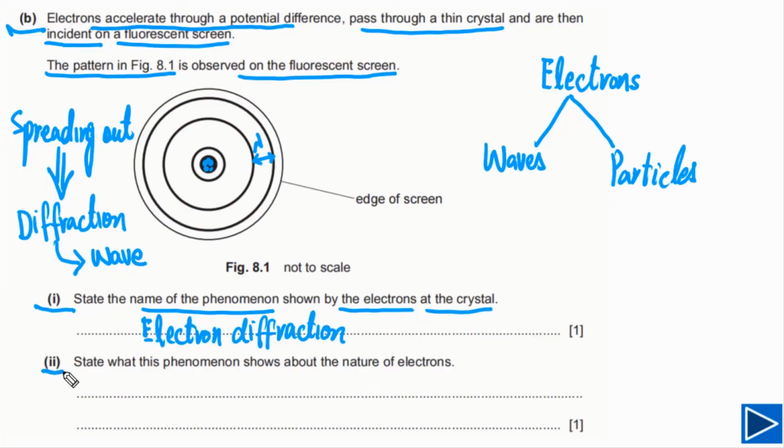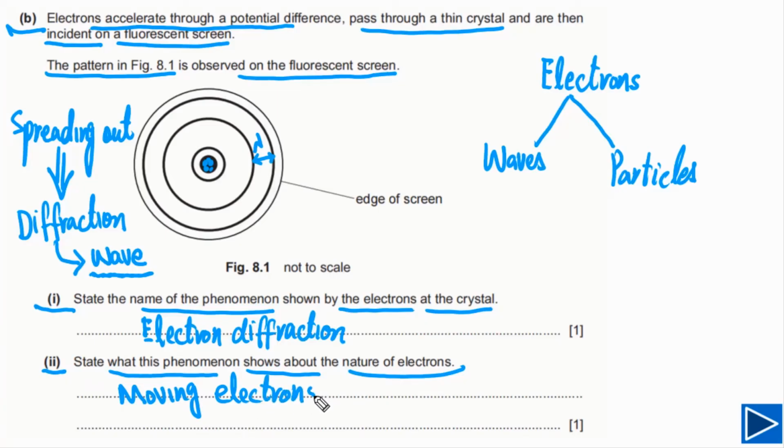Now in the second part, the question asks us to state what this phenomenon shows about the nature of electrons. We have already discussed this. In this case electrons are behaving as waves. So simply we can say moving electrons behave as waves. It depends on conditions. And if we need to find the value of lambda, lambda is equal to h over p, where p is the momentum of the electron. If we have the momentum of the electron, we can calculate lambda.